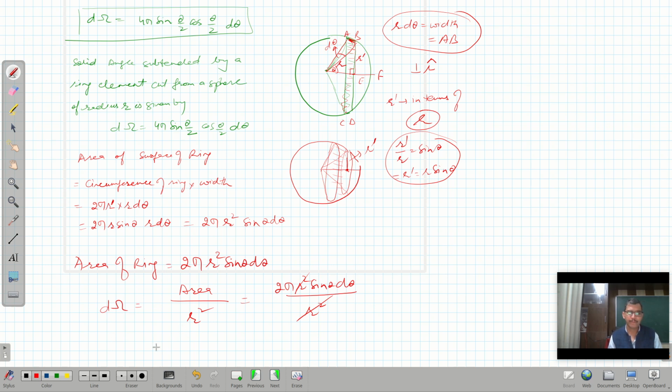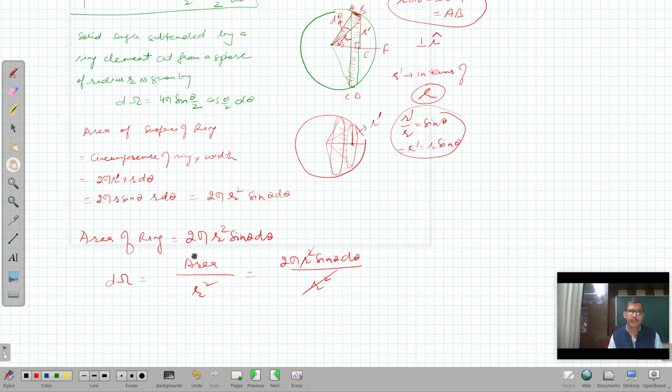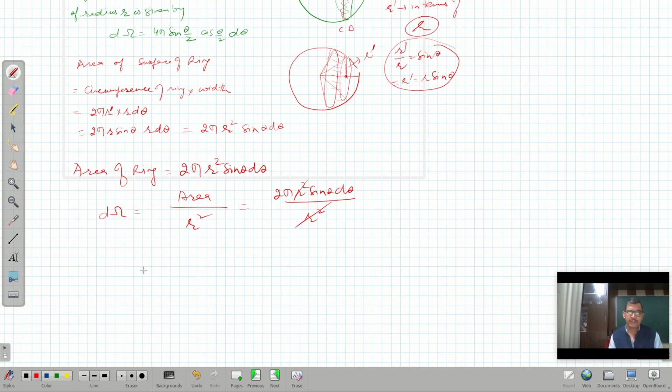So what will it be? It is 2 pi sine theta d theta, but sine theta can be written as what? Sine theta can be written as 2 sine theta by 2 cos of theta by 2. If I use this formula, then it will become 4 pi sine theta by 2 cos of theta by 2 and the d theta. So this is the required result.